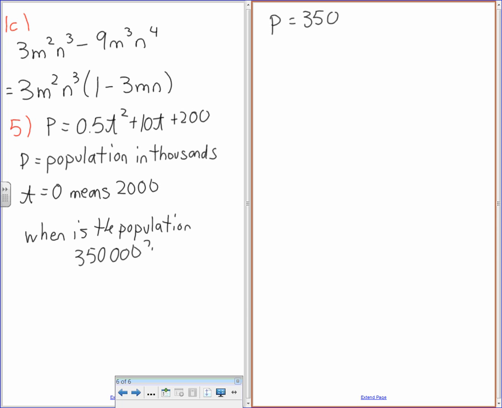Okay, I'm going to show you how to solve this one right now. 350 equals 0.5 T squared plus 10T plus 200. Are we okay on that to begin with? All right. When you have a quadratic that you wish to solve, what's the very first thing you have to do? You have to make it equal 0. Awesome. So how do you make this one equal 0? You move the 350 over to the right side, so it would be minus 150. Good, very good.